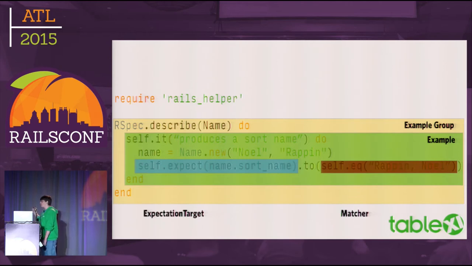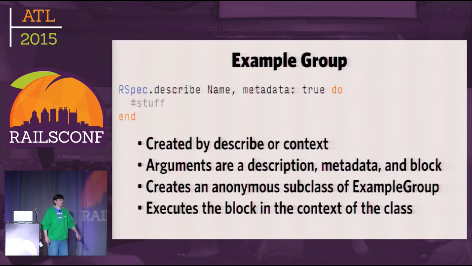So we're going to walk through this step by step in terms of RSpec's internals. It starts off when RSpec executes that code, when RSpec loads it, the first thing it hits is that describe call, which creates an example group. And describe is a method. It's actually defined somewhat indirectly as a class method of example group to create new ones.